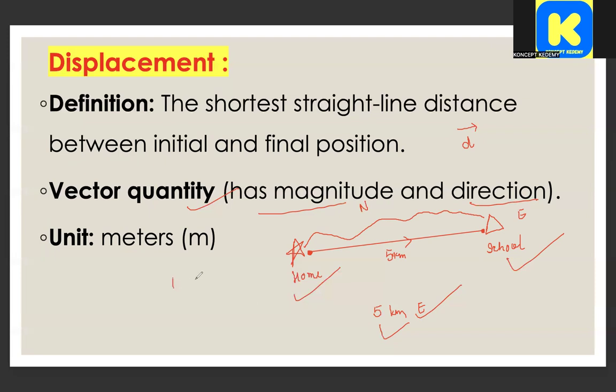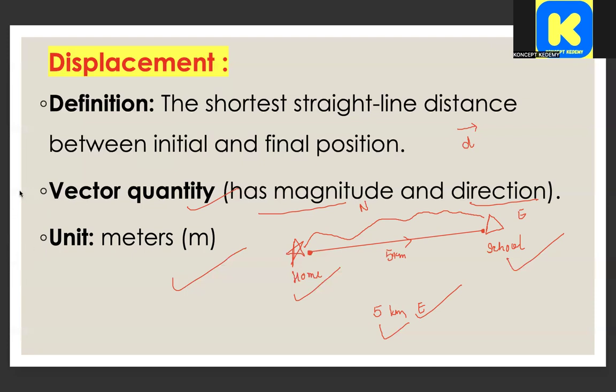Okay, and the unit is the same, meters. The SI unit, the International System Unit, is meters. So that's all about it. Meanwhile, displacement and distance are similar, but distance is a scalar quantity in which we don't bother about the direction, whereas displacement is a vector quantity where we have to mention the direction. If we do not mention the direction, then we are not representing it properly.